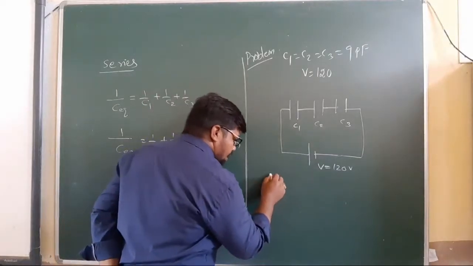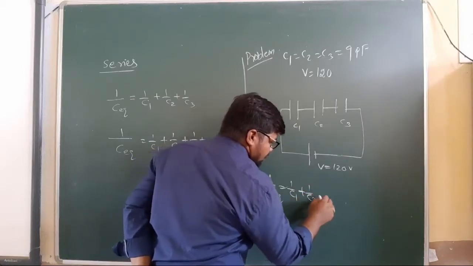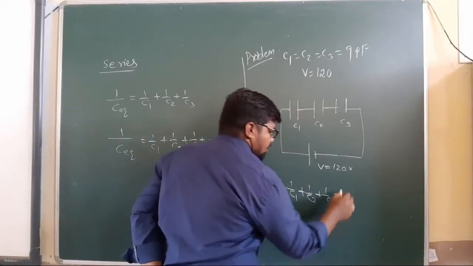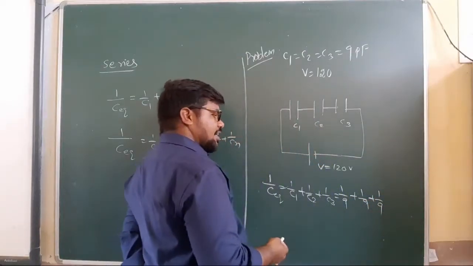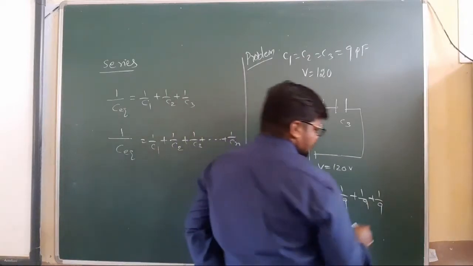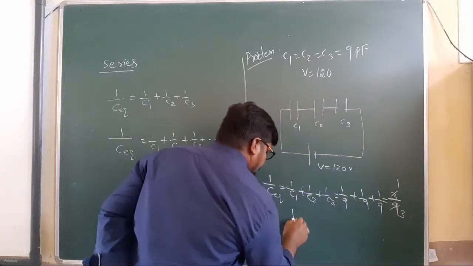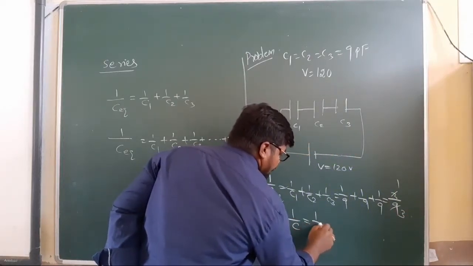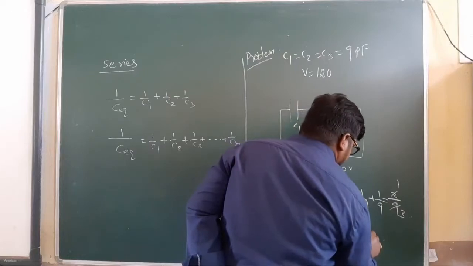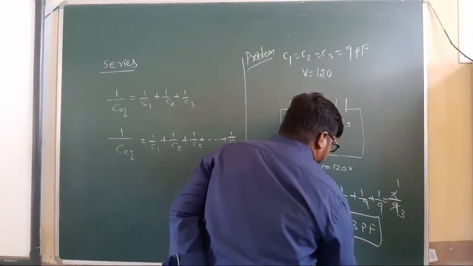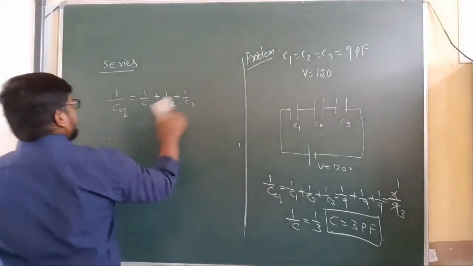So the required formula is 1 by C equivalent is equal to 1 by C1 plus 1 by C2 plus 1 by C3. So we have 1 by 9 plus 1 by 9 plus 1 by 9. How much do we get? 3 by 9. 1 by C equivalent is equal to 1 by 3. Then C is equal to 3 picofarad. Pico means 10 power minus 12, my children.